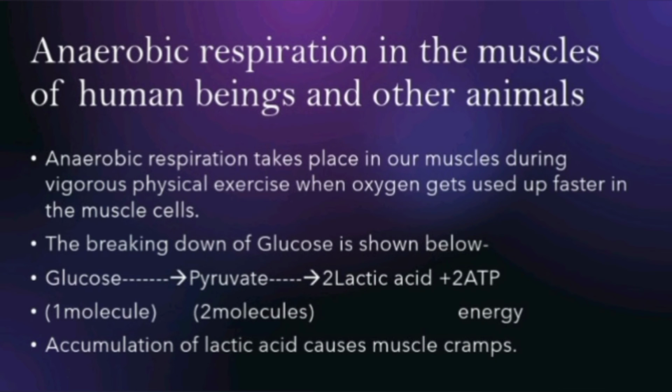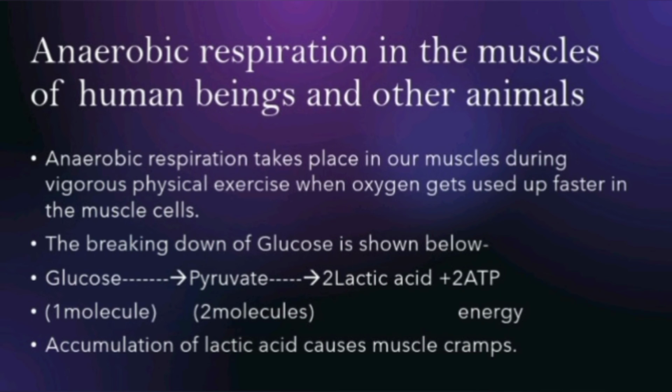As we know, human beings obtain energy by aerobic respiration, but in certain cases anaerobic respiration may also take place. For example, during vigorous physical exercise, in the muscle cells of human beings, anaerobic respiration may take place because of the lack of oxygen. During this process, lactic acid and energy are produced. The accumulation of lactic acid in the muscles causes muscle cramps. It also takes place in the muscles of other animals.